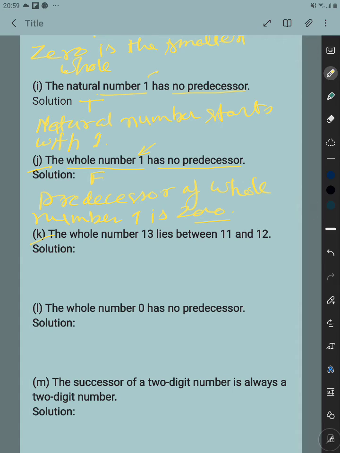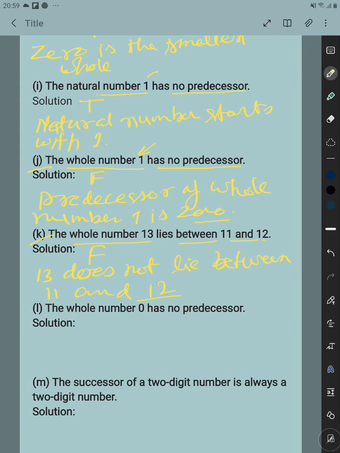Now we have part K. Whole number 13 lies between 11 and 12. This is false, because 13 doesn't lie between 11 and 12. That is why it is false.